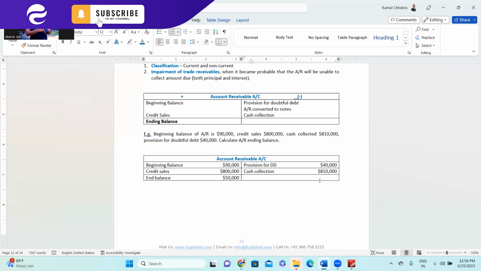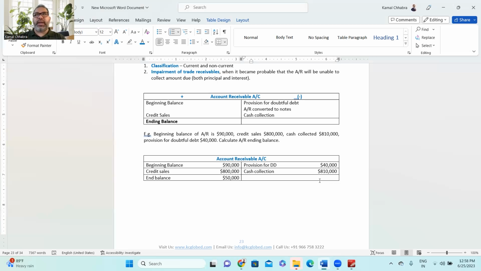For example, the beginning balance of account receivable is $90,000. Credit sale is $800,000. Cash collected is $810,000. Provision for doubtful debt is $40,000. Calculate the closing balance of account receivable. What is the opening balance? 90,000. What will you be adding to it? Credit sale $800,000, minus provision for doubtful debt $40,000, minus cash collection $810,000. What will be the ending balance?